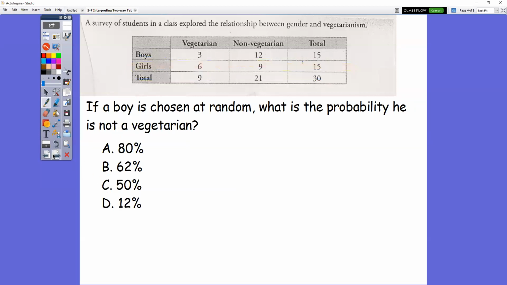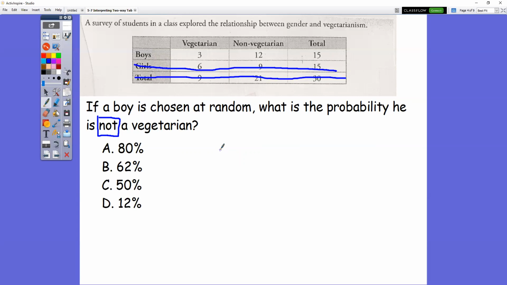Take a look at the next one. We're looking at that same two-way table. This time it says, if a boy is chosen at random, what is the probability that he is not a vegetarian? In this question, are we talking about the girls at all? No. So we're not talking about that row. We're just talking about the boys.